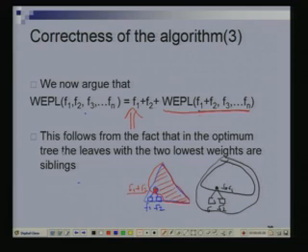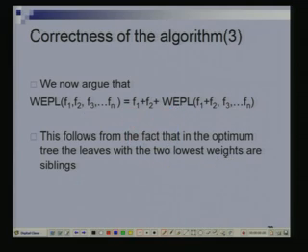But why is this statement true? Why should it be the case that in the optimum tree, the leaves with the two lowest frequencies are siblings? Why should this be true? Because we need to minimize f1 plus f2. Why should the leaves with the two lowest weights be siblings? They should be having the maximum path length. Okay, yeah, good. So they should be having the maximum path length.